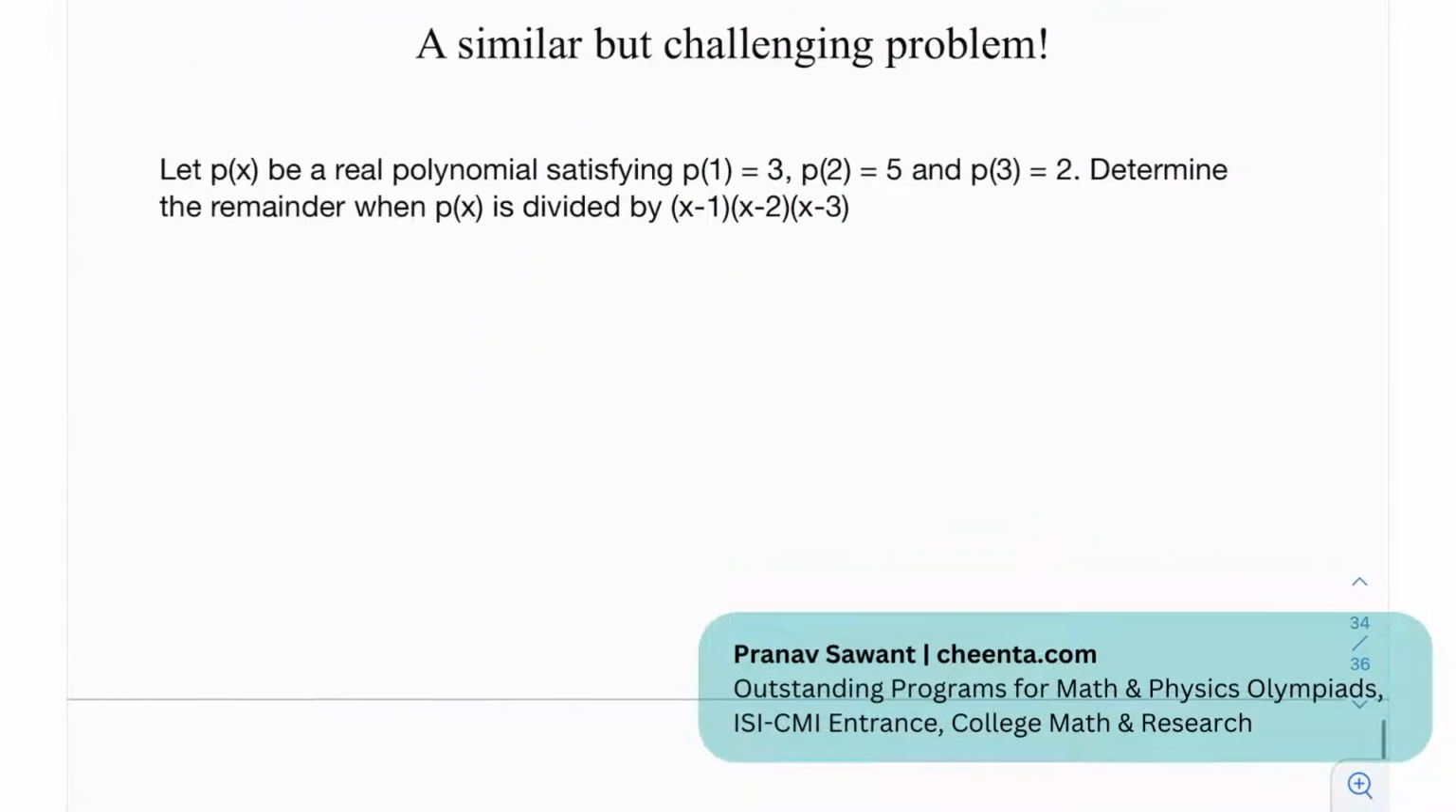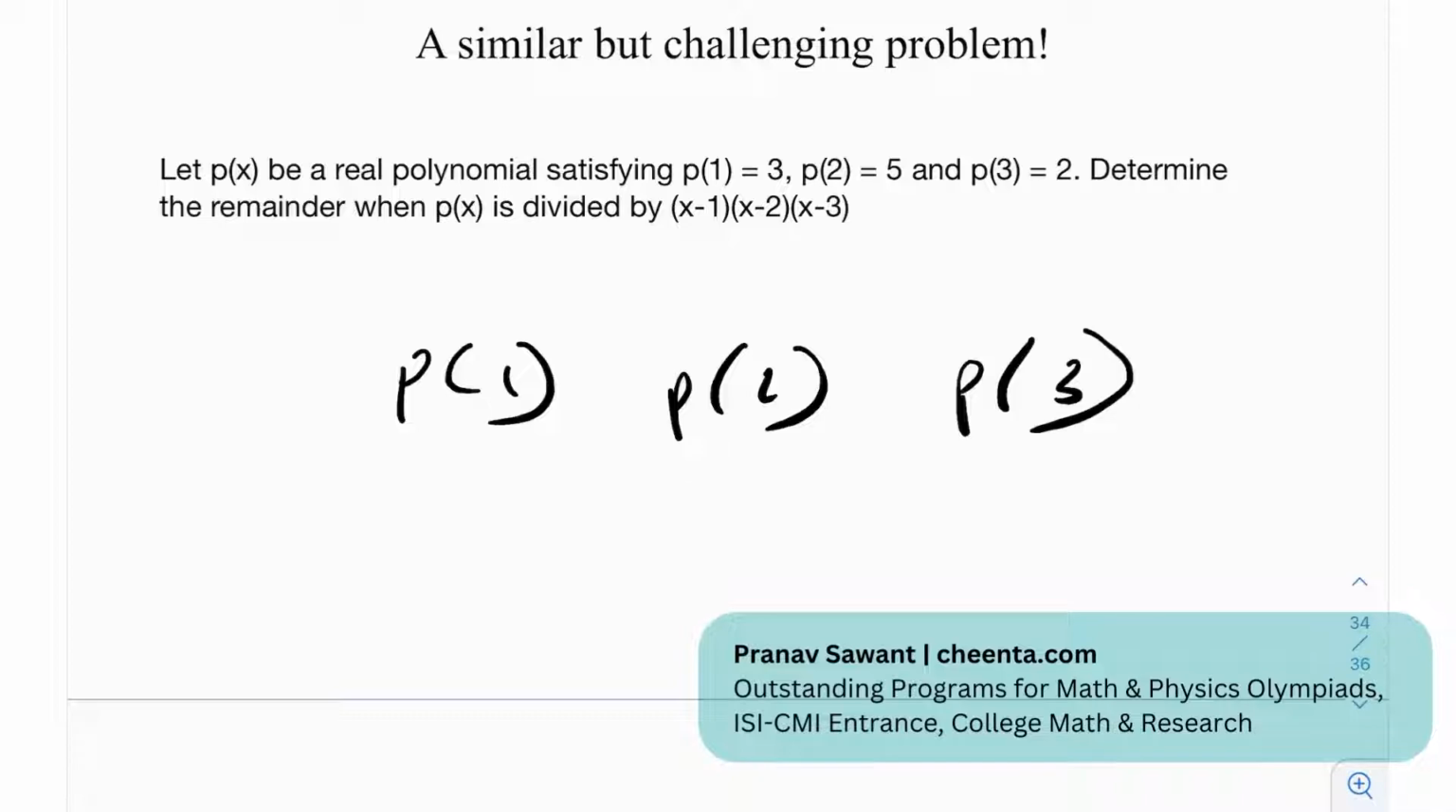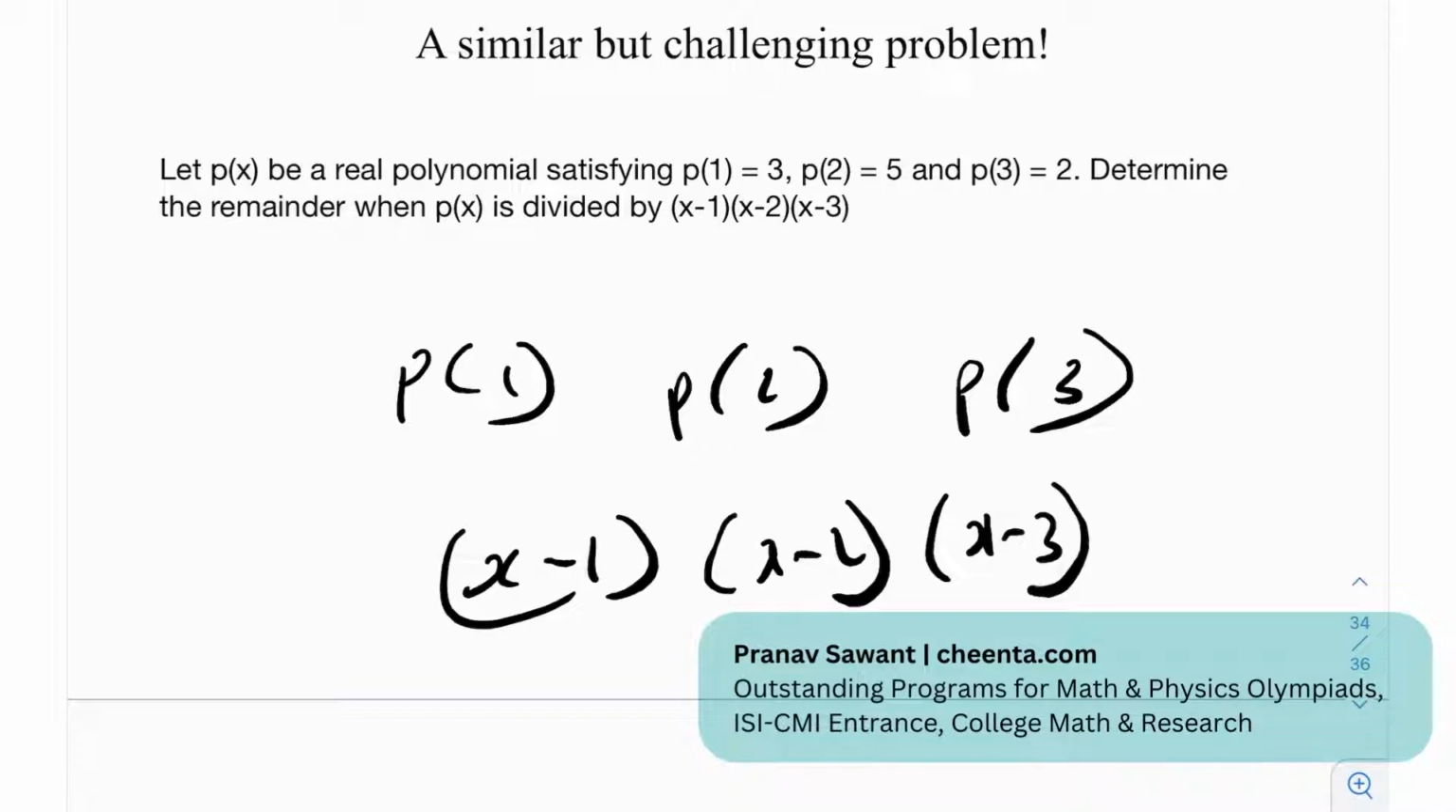So after that, we have a similar but challenging problem, and it's asking us: let P(x) be a real polynomial satisfying three given conditions, P of 1, P of 2, and P of 3, and we need to determine the remainder when P of x is divided by x minus 1 times x minus 2 times x minus 3. But the really obvious hint over here is that they've given us P1, P2, P3, and they've asked the remainder when x minus 1, x minus 2, and x minus 3 divides P of x.